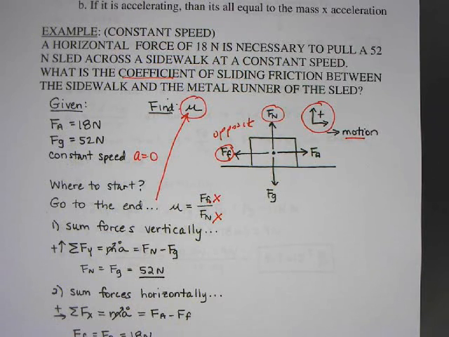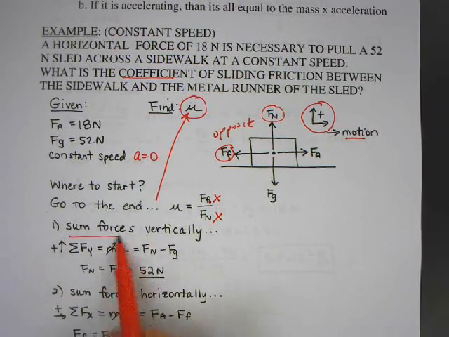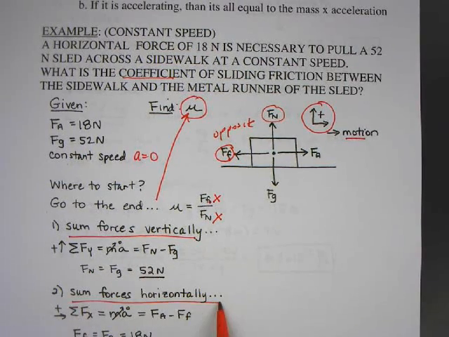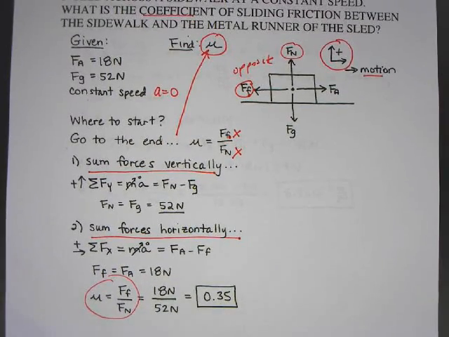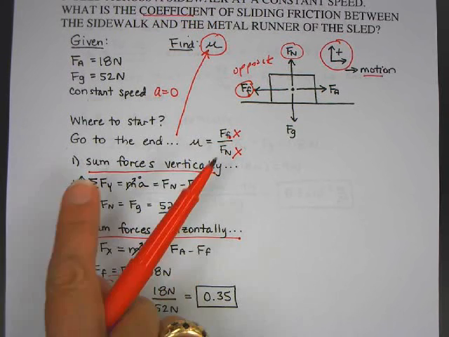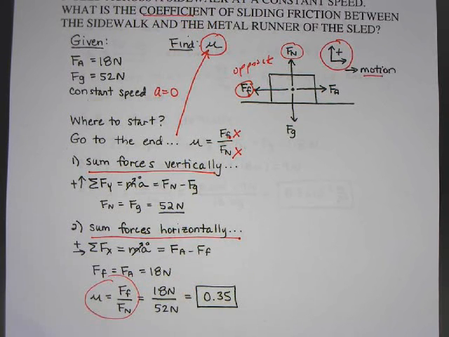On every single problem, there's three things you're going to do. You're going to sum forces vertically, you're going to sum forces horizontally, and you're going to use the mu equation. You're going to do that for every single problem. That's never going to change. So don't tell me that you don't know how to do the homework, that you didn't know what to do. You're going to draw your free body diagram, and you're going to do these three things on every problem.